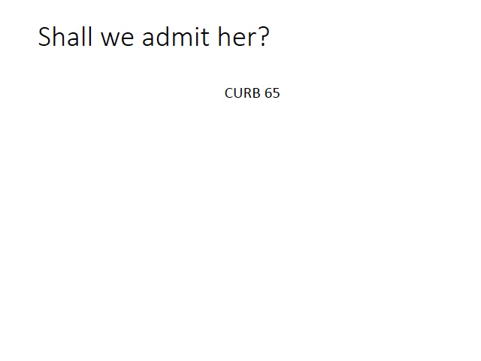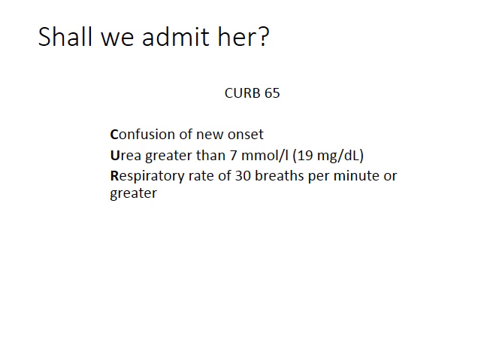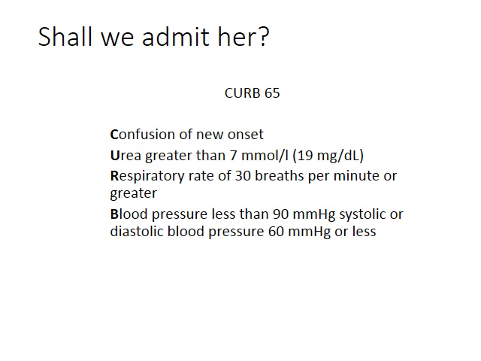So shall we admit her? We can use our CURB-65, just leave out the 65 bit, which is our woman that's over 65 years old. Any patient with confusion of new onset, with a urea greater than 7, with a respiratory rate of more than 30 breaths per minute, or with a blood pressure that's dropping too low, we would consider those people for admission to hospital. We now want to try and differentiate whether we think this is pneumonia, PCP, or TB.